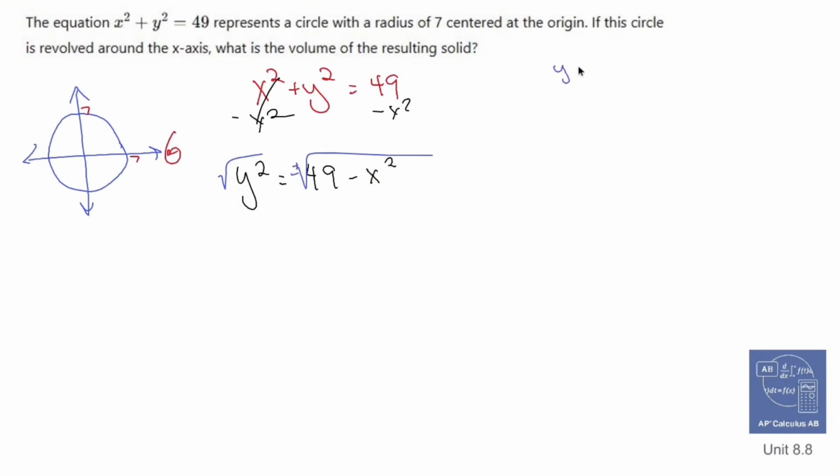And up here, y is going to equal positive or negative the square root of 49 minus x squared. So what that means is this y equation, let's simplify it a little bit. This top part is the positive version of the square root of 49 minus x squared. This bottom part is the negative version of the square root of 49 minus x squared.